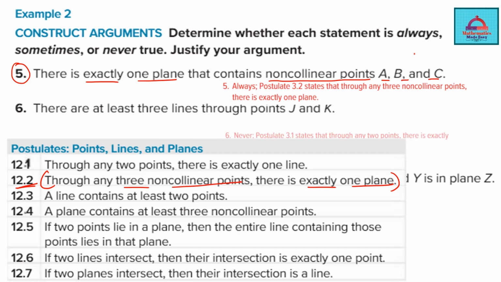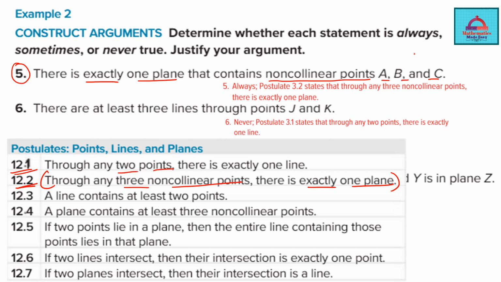Let's do question 6. There are at least 3 lines through points J and K. For this one we are going to use the first postulate. If you read this, through any 2 points there is exactly one line. How many points are given here? There are 2 points given, J and K. So from these 2 points J and K, there is exactly one line. But this statement says there are at least 3 lines. So this is not going to be true because this has to be exactly one line.